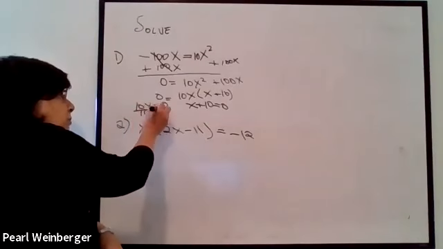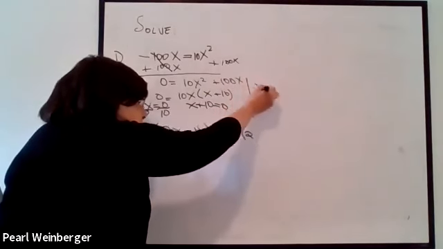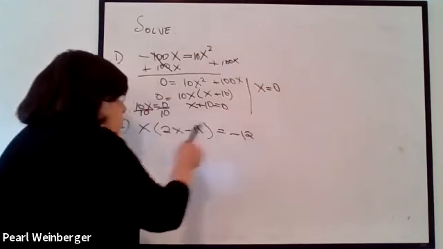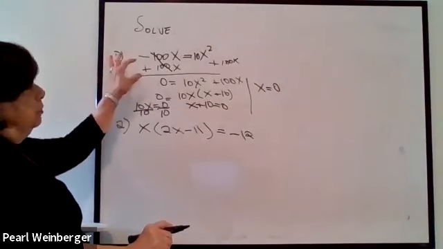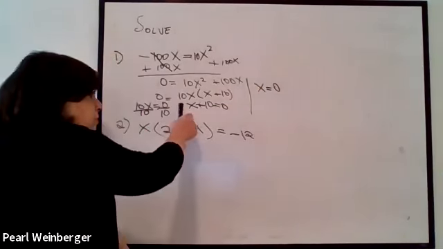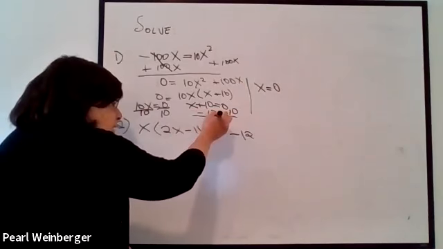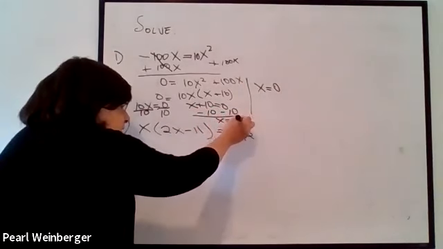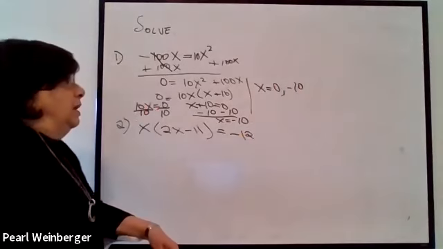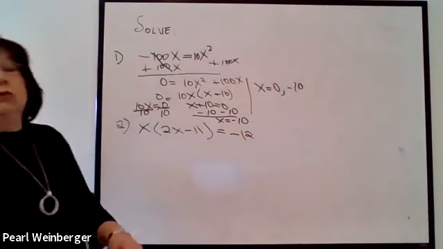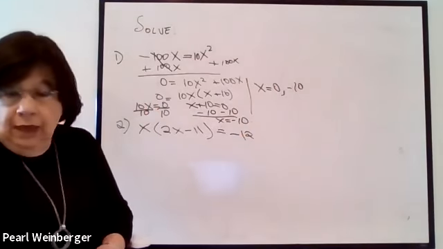Here, I'm going to divide both sides by 10, and 0 divided by 10 is 0, so x equals 0. That's my first answer. One of the answers to this equation is 0. To find the other answer, I'm going to bring the 10 to the other side, and that gives me x equals negative 10. So my second answer is negative 10. Don't forget, you usually do have two answers to a quadratic equation. In this case, the two answers were 0 and negative 10.